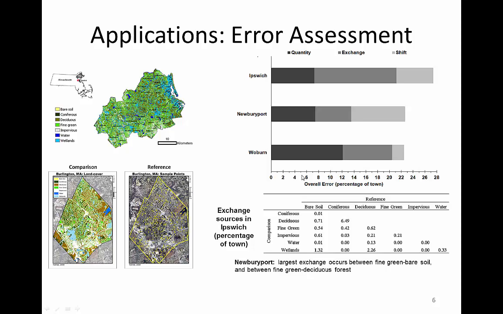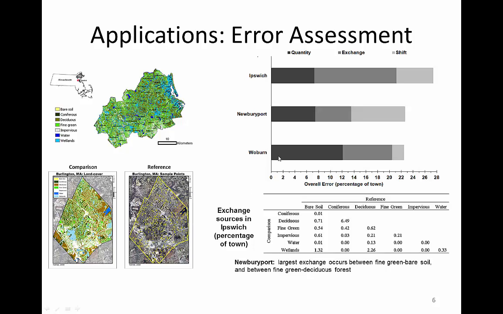We also apply the concepts of exchange and shift to evaluate the accuracy of the classification of fine spatial resolution aerial imagery into 7 land cover categories for each of the 26 towns that are part of the Plum Island Ecosystems study site. For this application, the calculations are the same. In this case, the map at time t corresponds to the comparison map, and the map at time t plus 1 corresponds to the reference map.